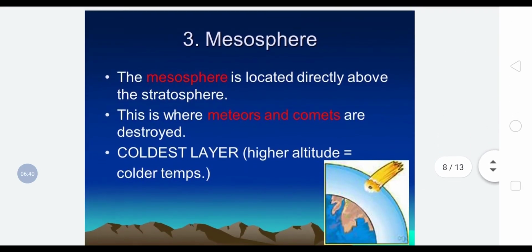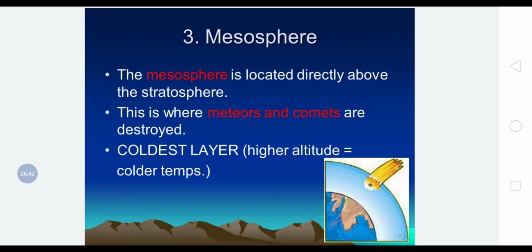The third layer of the atmosphere is the Mesosphere. This is located directly above the stratosphere, and here the temperature is very, very low. ये layer बहुत ठंडी होती है. This is the coldest layer. As you can see in the image also, all the meteors and comets are destroyed here.